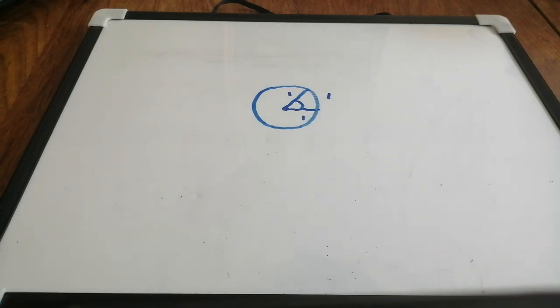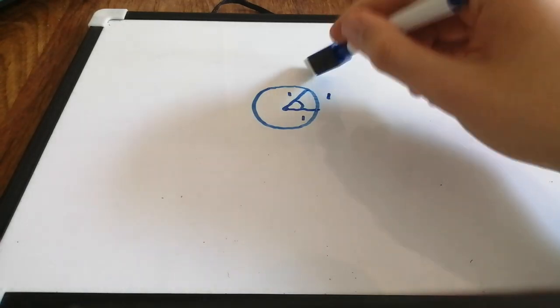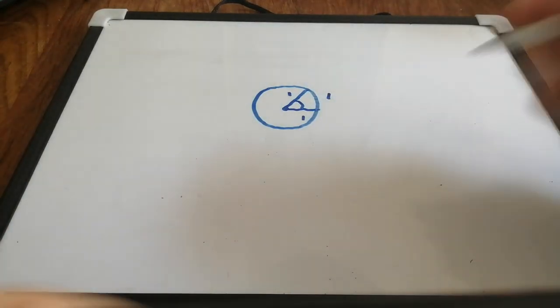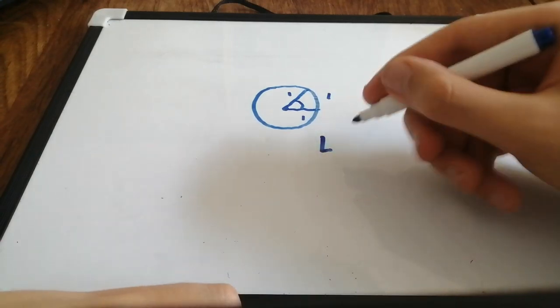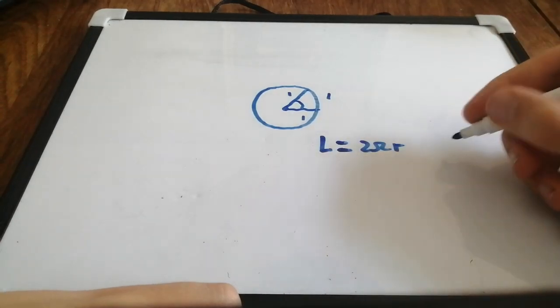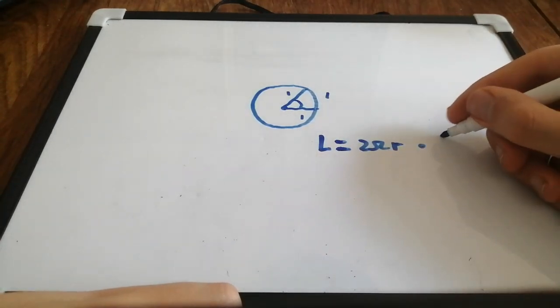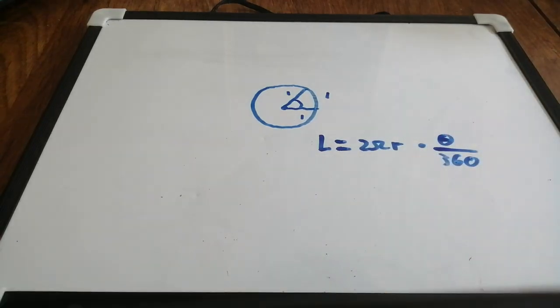Now, the question is, can we find what the angle is made when we have an arc length of 1 and a radius of 1? And the answer is yes. So if you remember back to GCSE, the length of an arc is going to be L equals 2 pi times the radius multiplied by theta, the angle, in degrees, over 360 degrees.